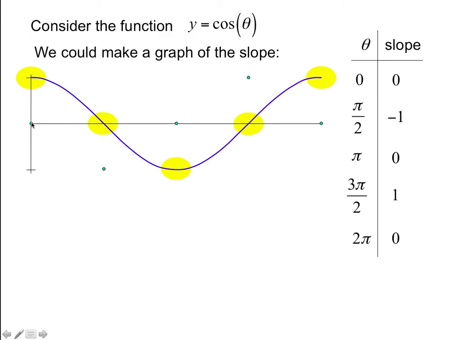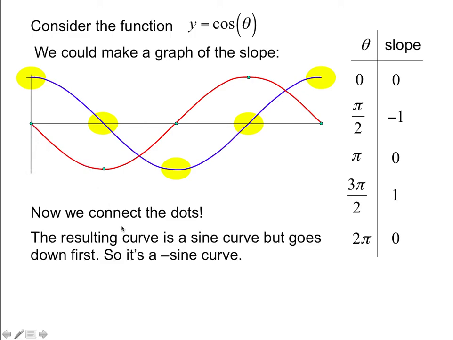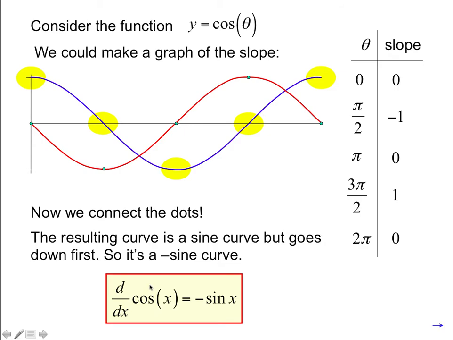So there's that value. So when I graph this and draw a smooth curve connecting those dots, we see that it looks like sine, but sine would start going up and then coming down, and this starts in the opposite direction. So we have a negative sine function here. So we know the derivative of cosine is negative sine. So we can also get the basic shape of that derivative just by looking at the values of the steepness or the slope of the original function.